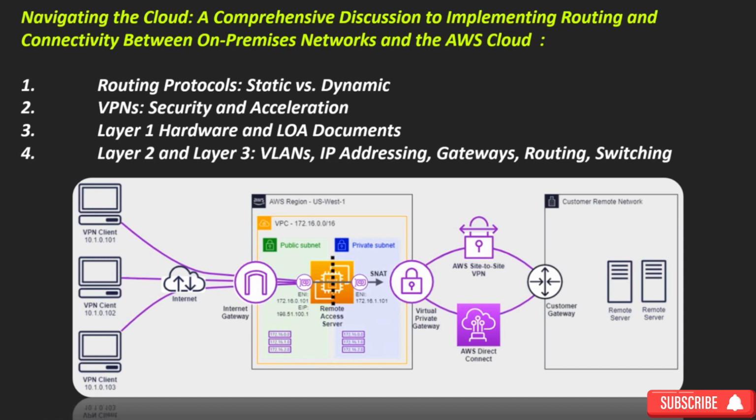infrastructure too. The fourth will be on, as I told, layer 2 and layer 3. That's VLANs, IP addressing, gateways, routing and switching, everything. Because when you deep dive into layer 2 and layer 3, the considerations include topics like VLANs for segmentation, IP addressing schemes, gateways, and intricacies of routing and switching. So understanding these elements is vital for creating a robust and efficient network architecture.